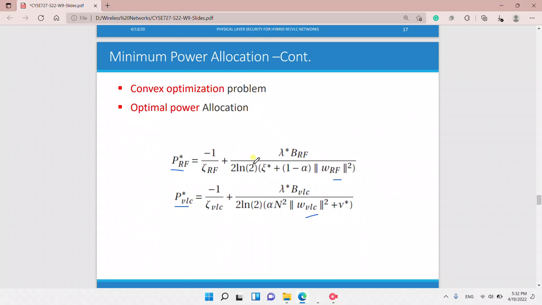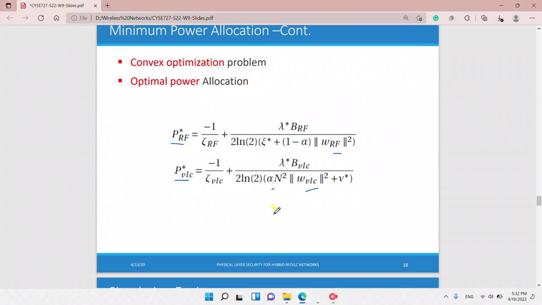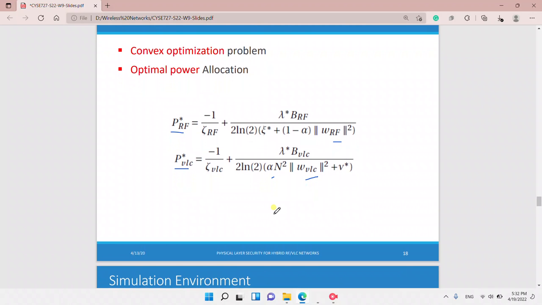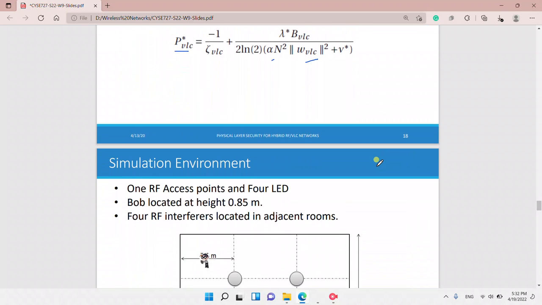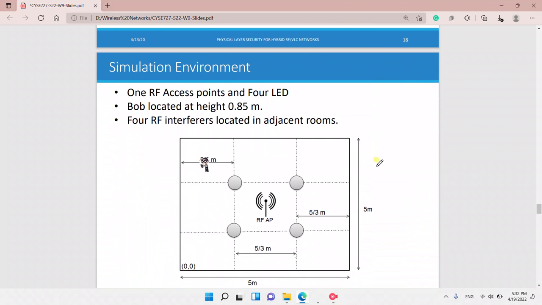Oh, but this is the only difference. Here we have zeta, I think this is zeta, zeta star. So I know B usually refers to the bandwidth. Gamma is the length of the wavelength. This is the wavelength.